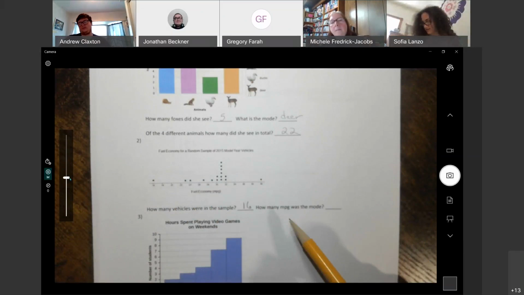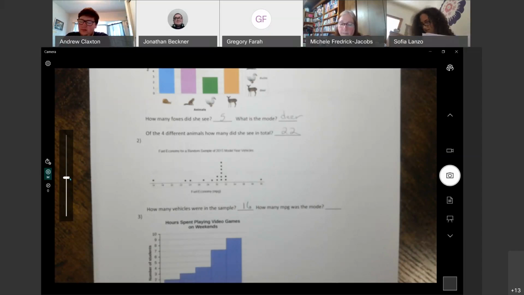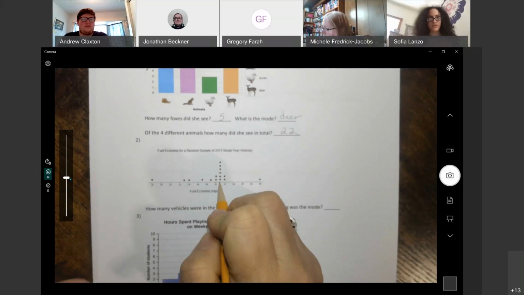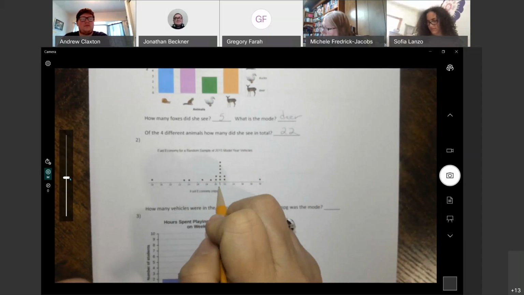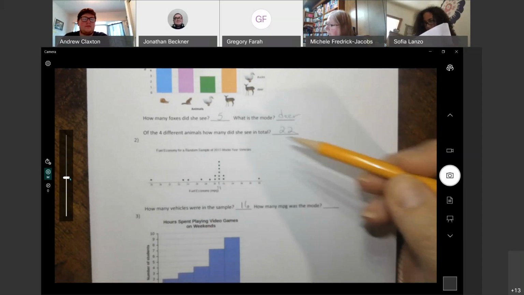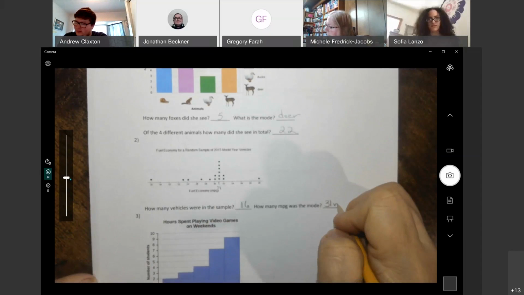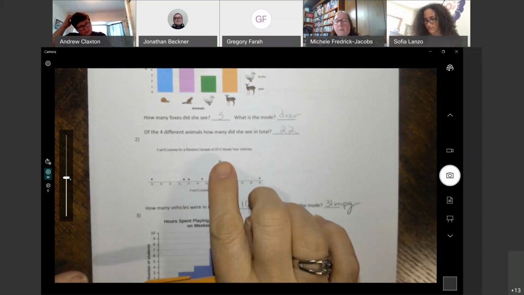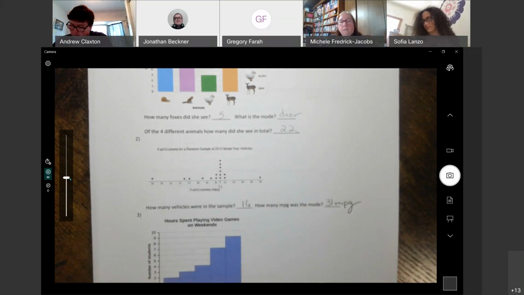How many miles per gallon was the mode? 31. The miles per gallon that we saw the most of was this one in the middle. This is 30, 32, so this was 31. There were 6 of them. So the 31 miles per gallon was the most. Any questions on that?